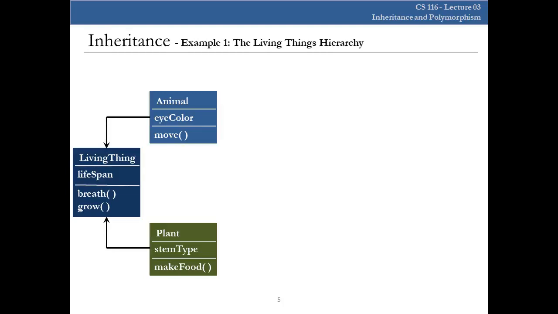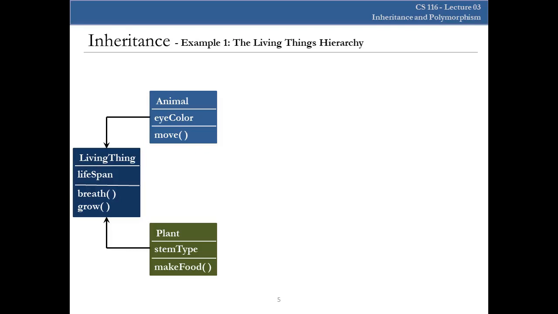Similarly, in plant, I'm defining an attribute stem type, and I'm adding a behavior make food. Right now we have three classes at hand, and I can instantiate objects of any of these three classes. Let's suppose I am instantiating an object of the class living thing. Then that object can access only the attributes and methods of this particular class, because the parent class has been defined before its child classes, so it doesn't know anything about them. It can only access attributes and methods of its own class.